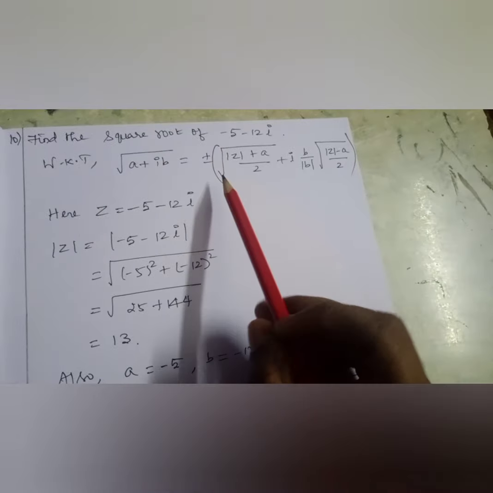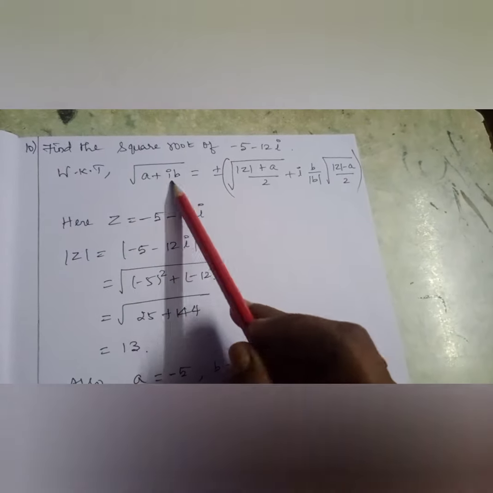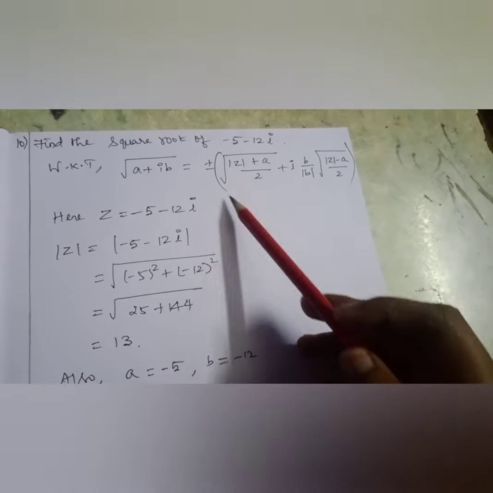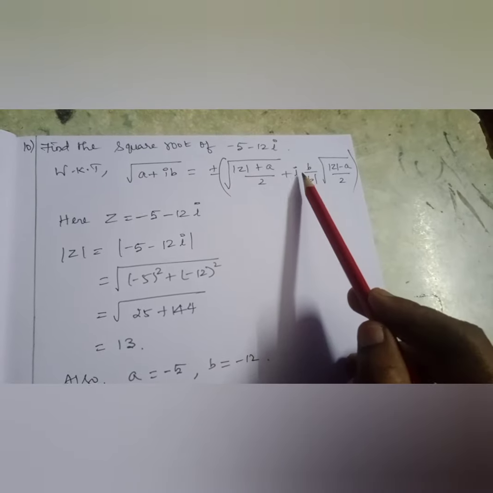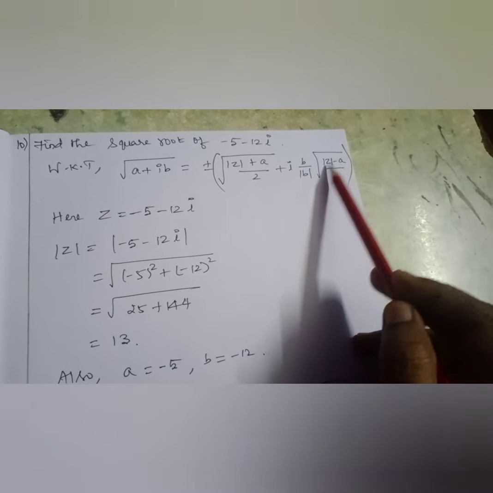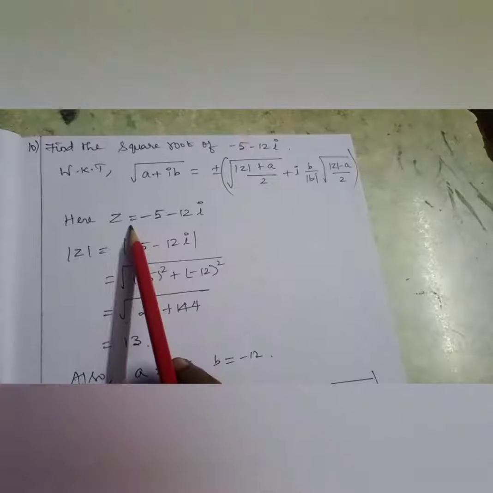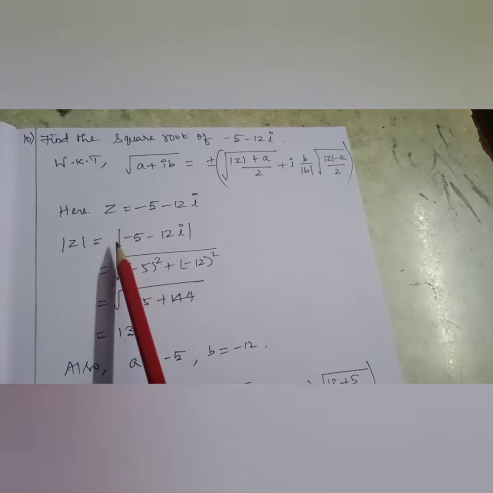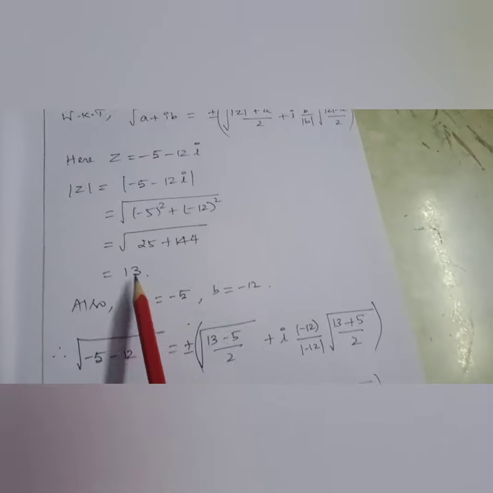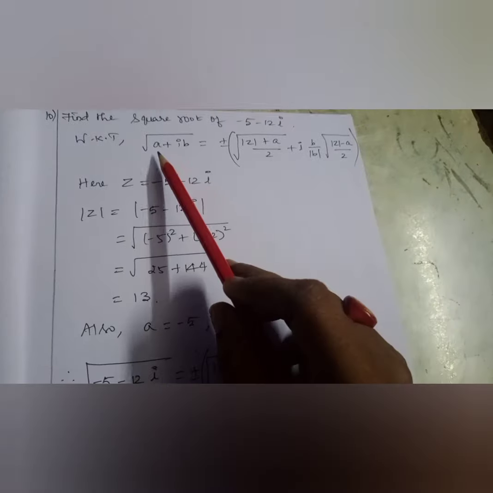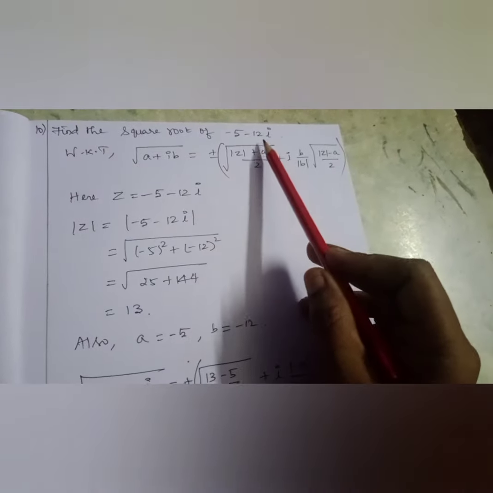So now this sum, see, we know the formula: root of a plus ib is plus or minus root of mod z plus a by 2 plus i into b by mod b into root of modulus z minus a by 2. So first we have to find what is mod z. So I am finding the modulus value, that is 13. Then I will write what is a and b. What is a here? Compare it, minus 5, and b is minus 12.